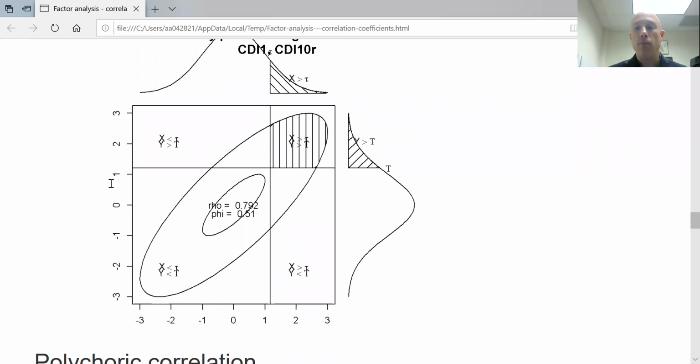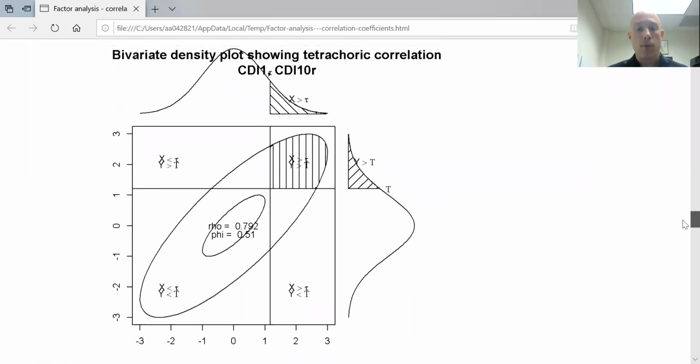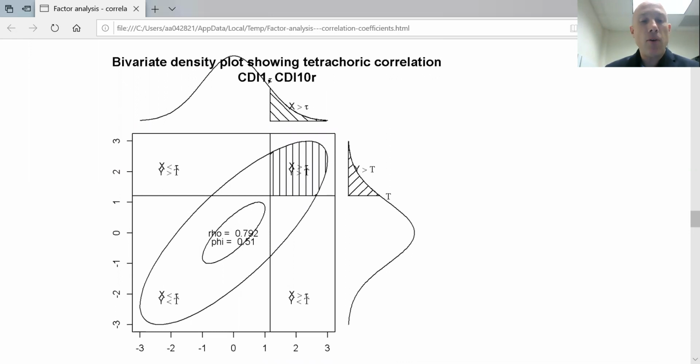All right, so down here, there we go. Down here is CDI1 along this axis. So this corresponds to the normal distribution corresponding to CDI1. Now, this is going to be the modeled cutoff for CDI1's normal distribution. So if the modeled normal distribution is above this point, the observed data gives me a 1. If it's below this point, the observed data gives me a 0.